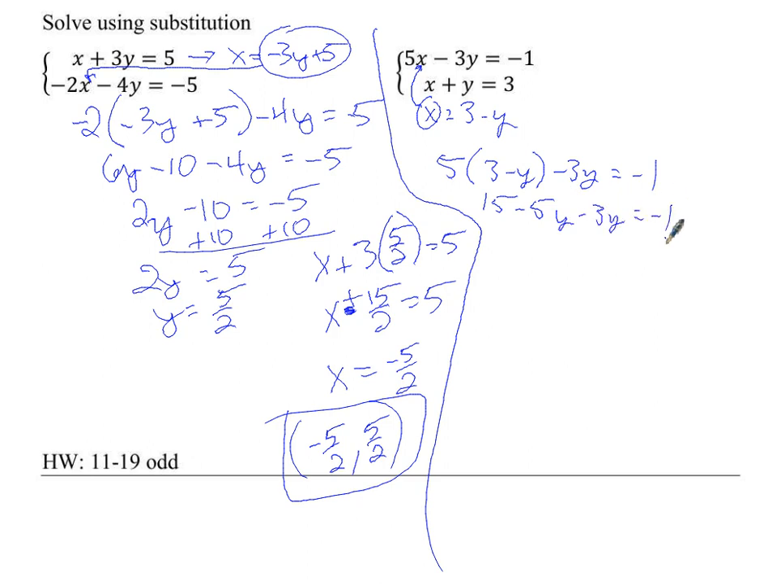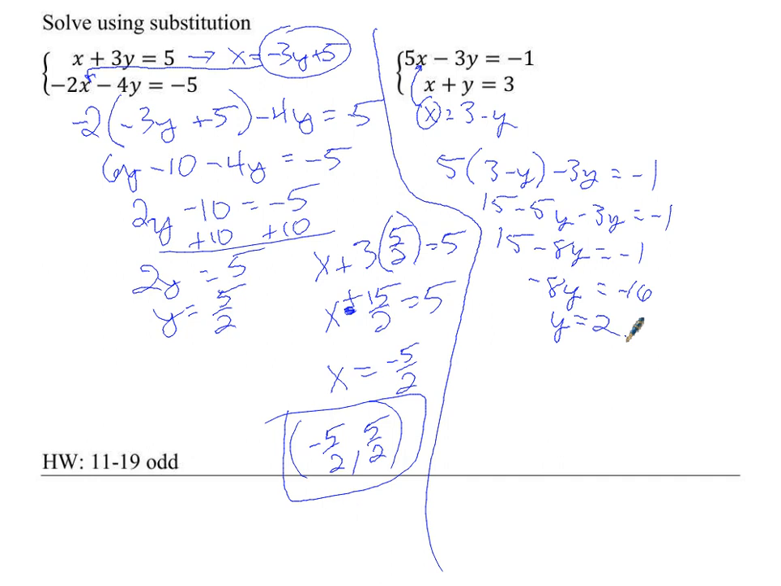After we distribute, we always combine like terms. So these combine to give me negative 8. 15 minus 8y equals negative 1. I subtract 15 from both sides, and now I have negative 8y equals negative 16. Divide both sides by negative 8, and I get y equals positive 2.